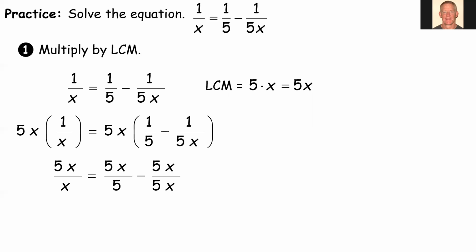So let's go ahead and multiply everything, distributing. And we can see, all right, I can divide out the x, I can divide out a 5, and this whole thing just becomes 1. So let's rewrite what we have left. 5 equals x minus 1. And now we have a very simple solution, x equals 6.